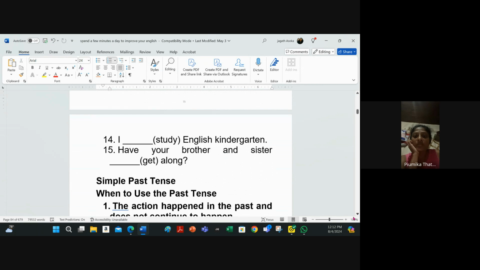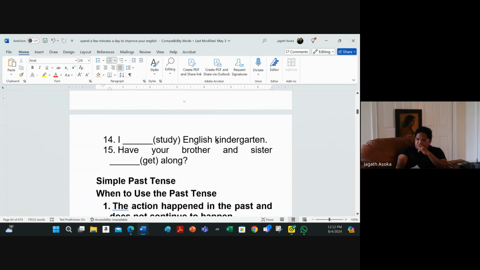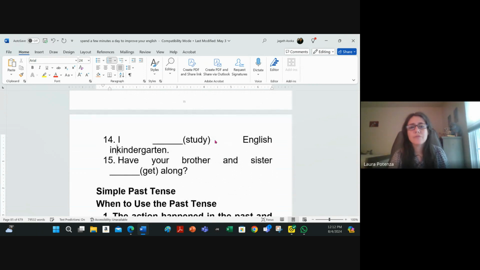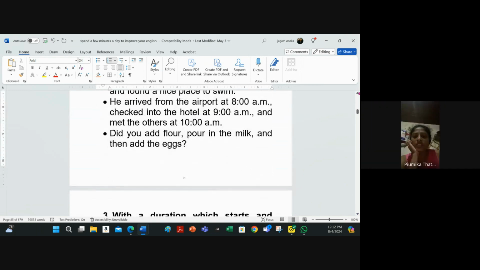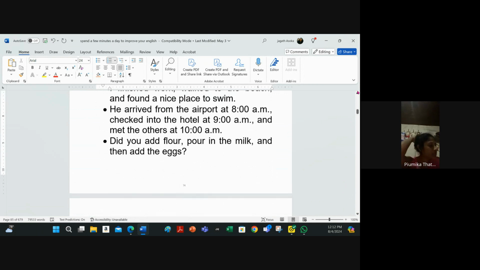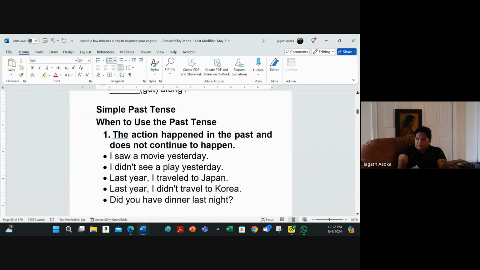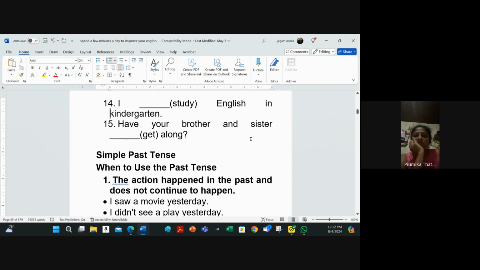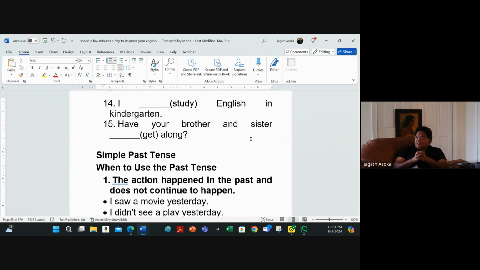Have your brother and sister been getting along? So have your brother and sister been getting along? Have been getting along. Hold on. Have your brother and sister been getting along? Exactly.